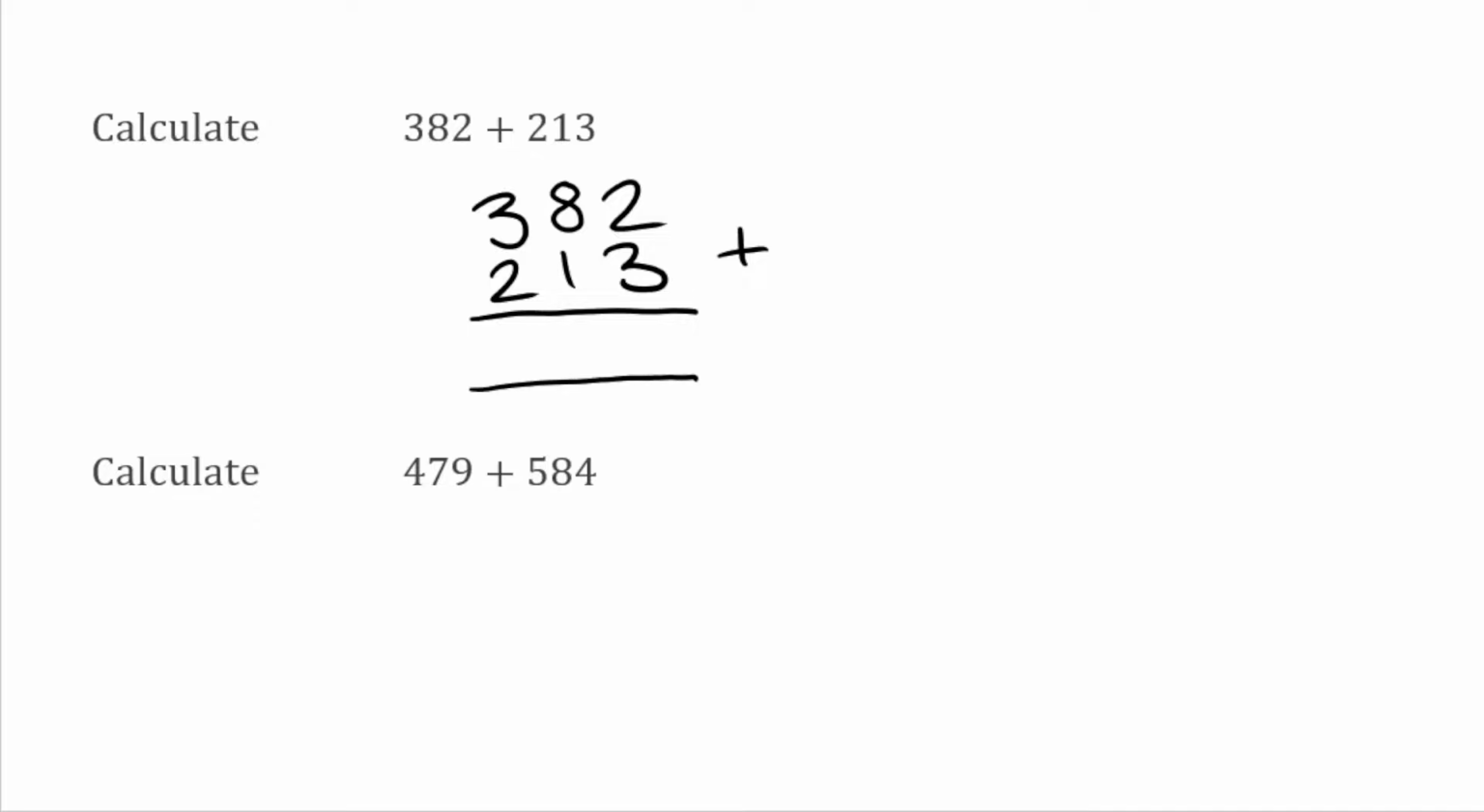To begin with, I'd have 2 add 3, which is 5. I'd then have 8 plus 1, which is 9. And then finally, I'd have 3 add 2, which is 5. And my final answer to this would be 595.